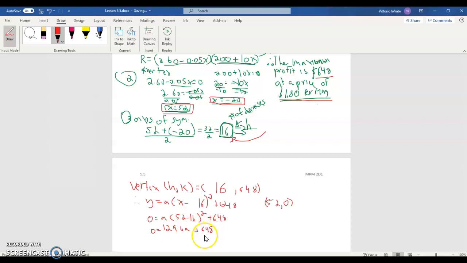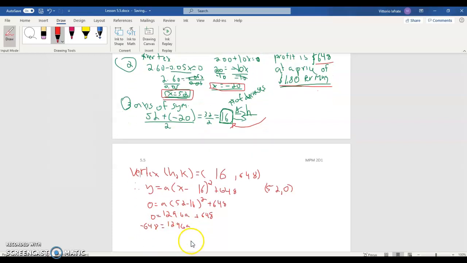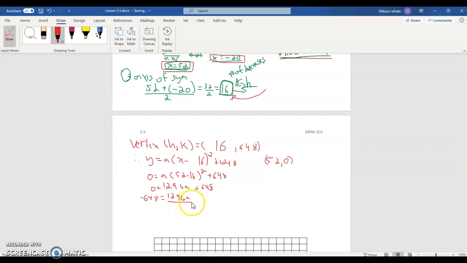We can isolate for a by sending 6.48 to the other side. We're doing the inverse operations. We get negative 6.48 is equal to 1296a. And then we can divide by 1296 on both sides to get a. And so we get a is equal to negative 6.48 divided by 1296. We get a is equal to negative 0.5.